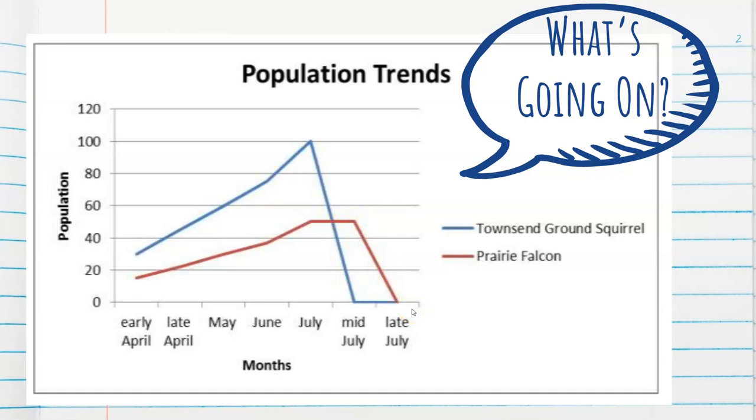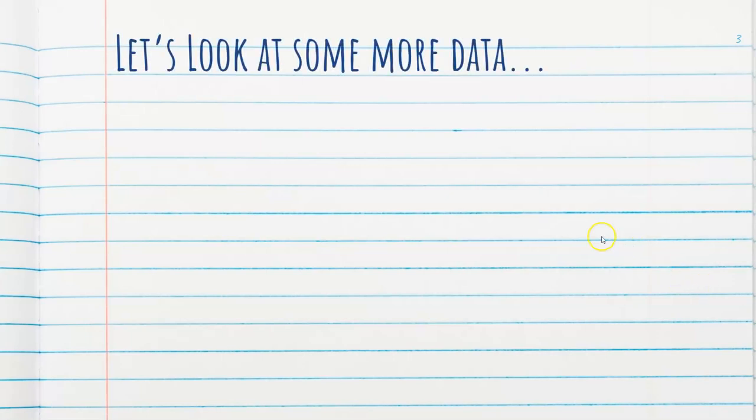So I want you to think of a hypothesis, what might be going on. Why are both of these populations going down so drastically during that time period? So just kind of keep that in your mind and think about that, and we're going to find out a little bit more about this situation. So let's look at some data to help us.